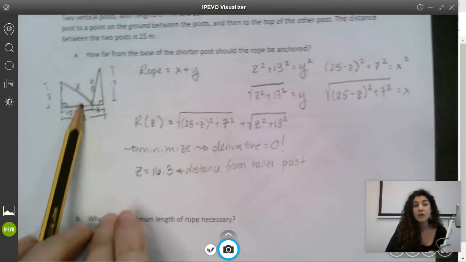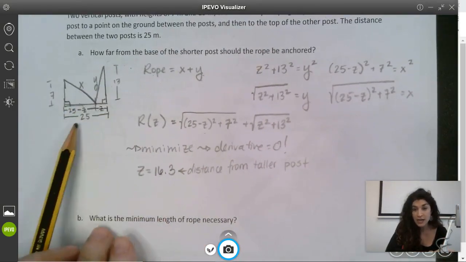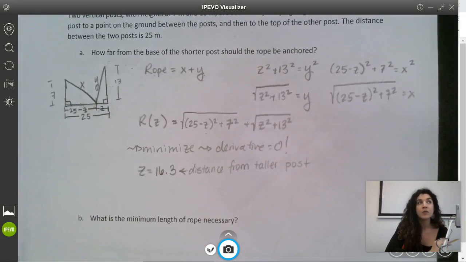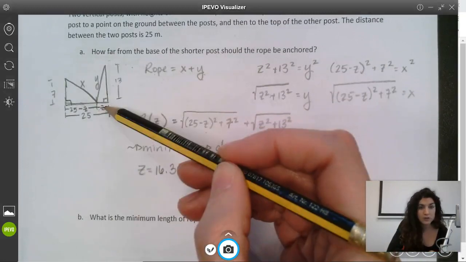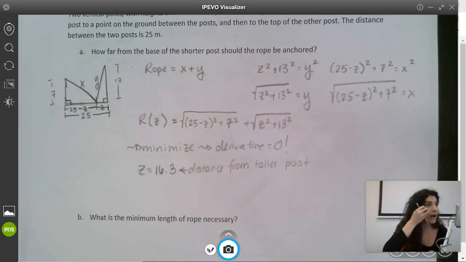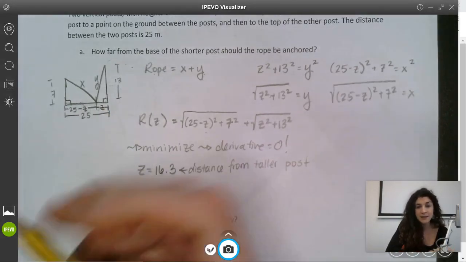So even though the dimensions that you created might not be accurate, the relationships that you create in a diagram are important because I paired Z with 13, which means that Z is not our answer. It's 25 minus Z. That is our answer.